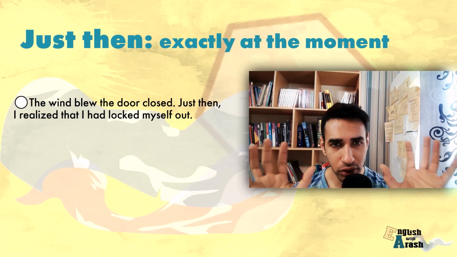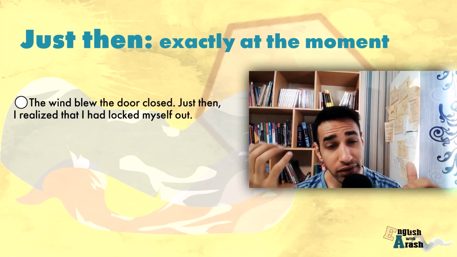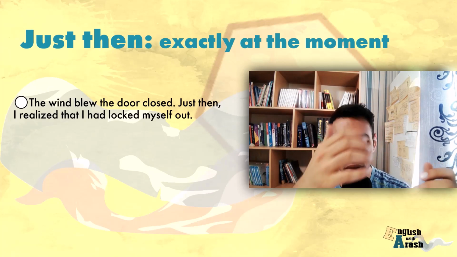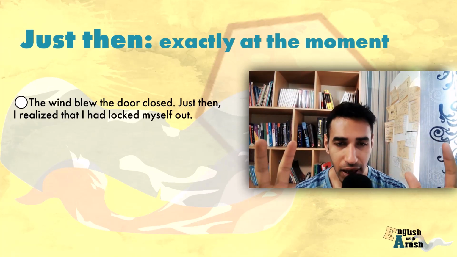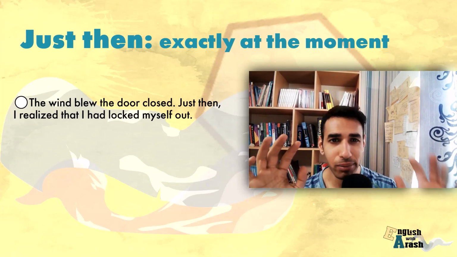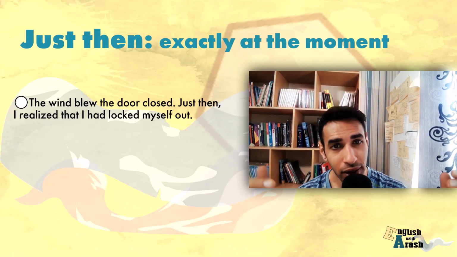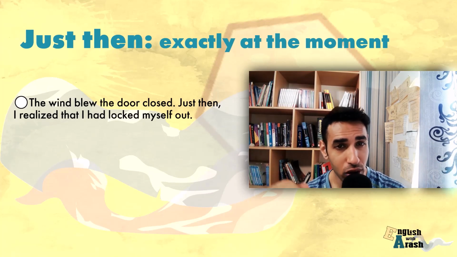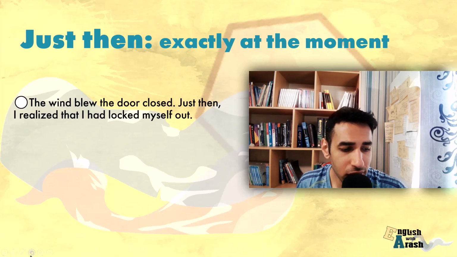Here we have 2 events. One event happened after another. The first event: the wind blew, the door closed. And another thing happened. I realized I had locked myself out. Can I go in anymore, because the door is closed? And maybe I don't have any keys. I don't have the keys to the door with me. So we have two events.